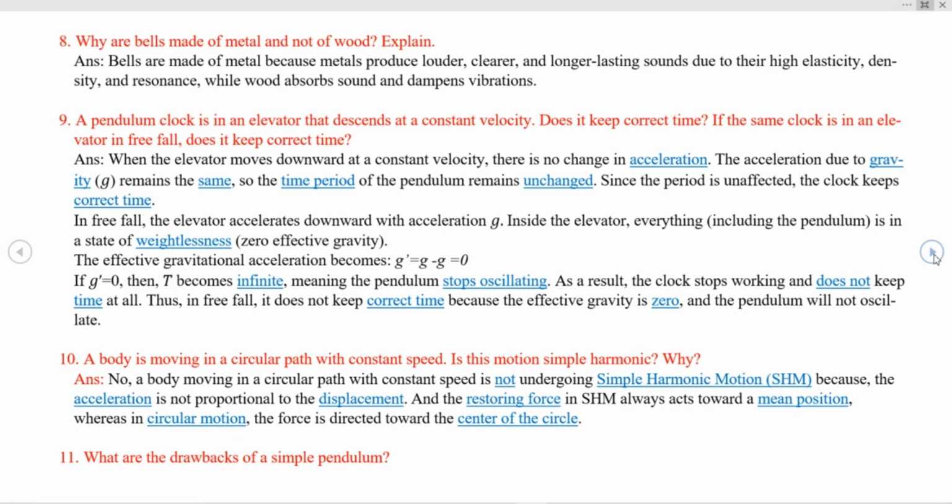And the acceleration due to gravity remains the same. So the time period of the pendulum remains unchanged. Since the period is unaffected, the clock gives correct time.